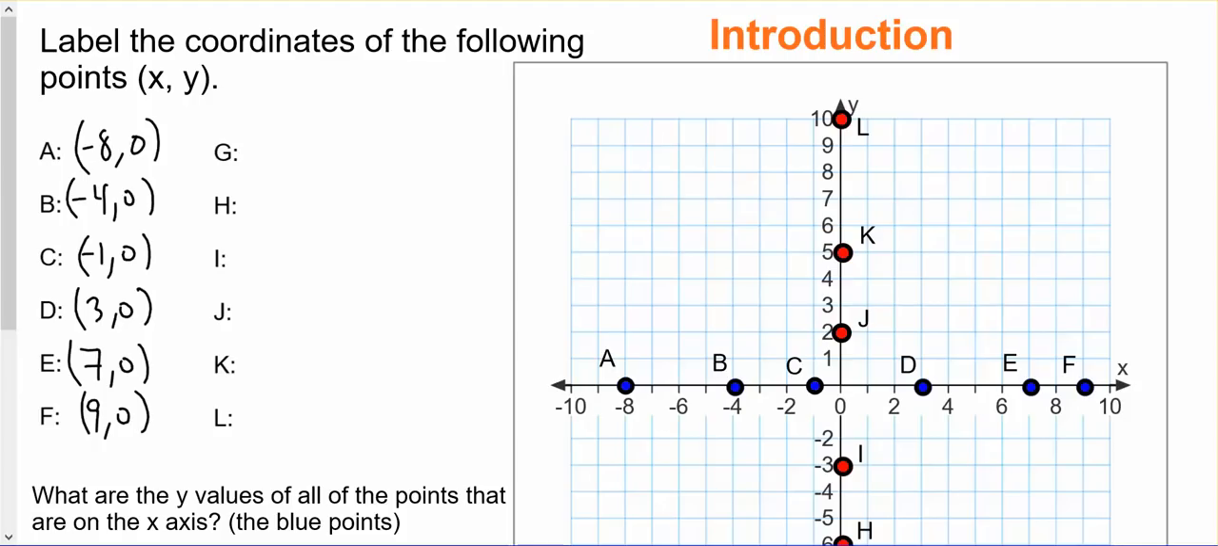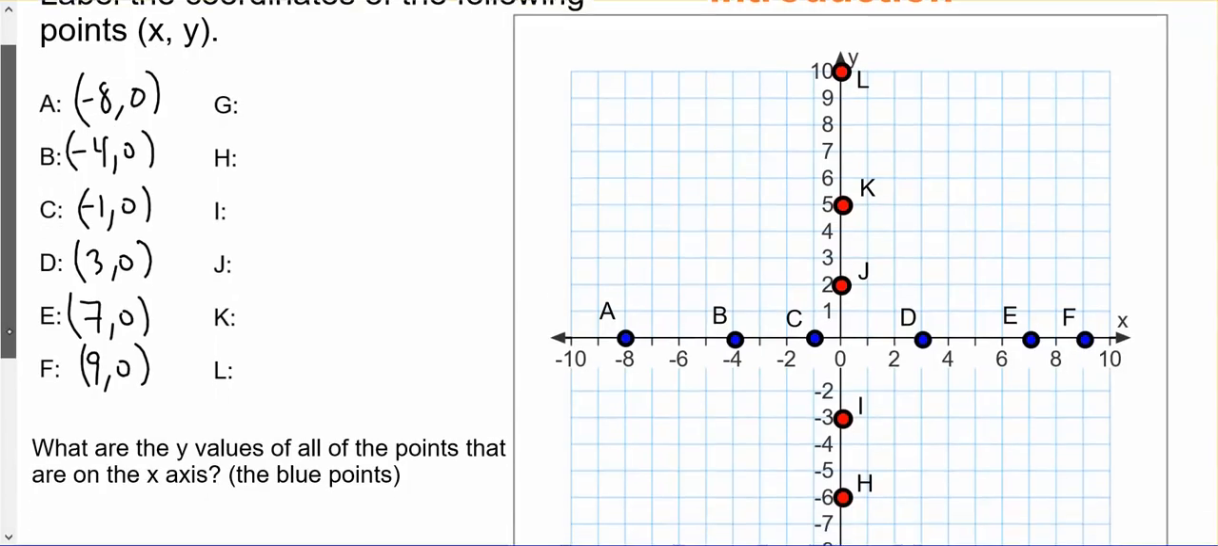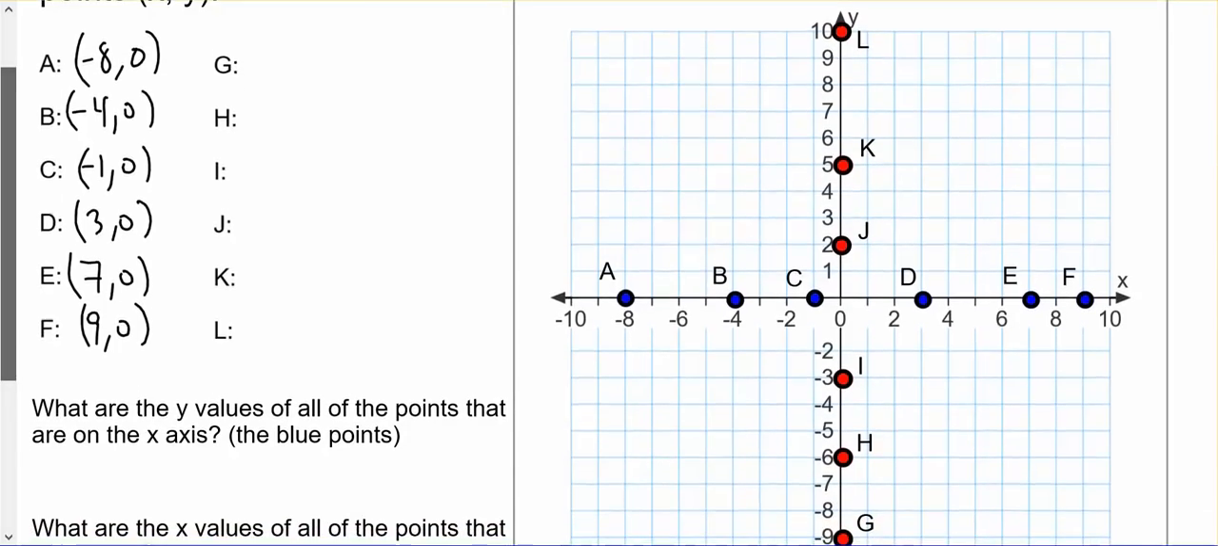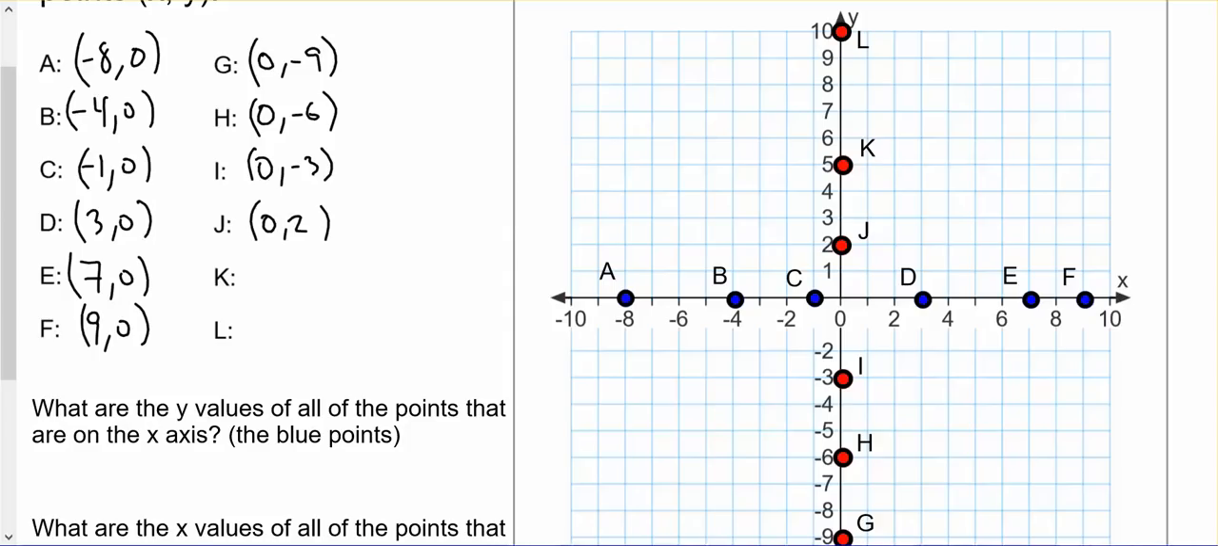Now let's look at those red points. G is 0, -9. H, 0, -6. I, 0, -3. J, 0, 2. K, 0, 5. And L, 0, 10.